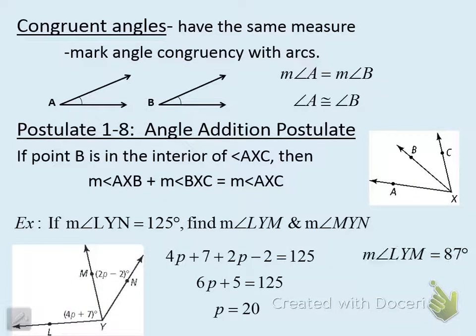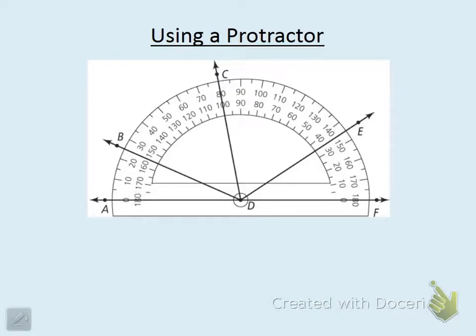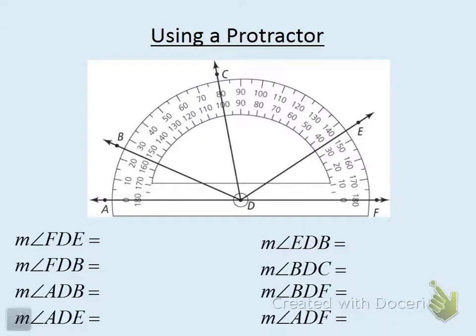So here are just the different steps. Okay, using a protractor. So this is what a protractor looks like. We're going to try to find the measure of the angles. So, when we're first doing this, we got to find the angles first. Okay, so let's find the measure of angle FDE. So we got FDE.